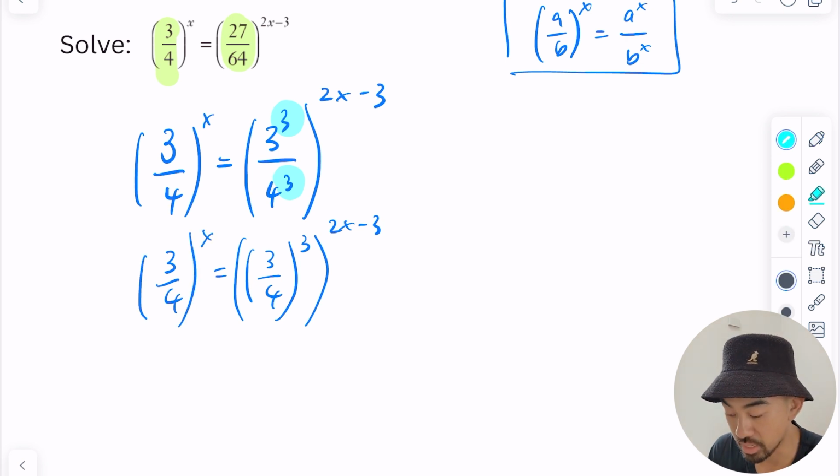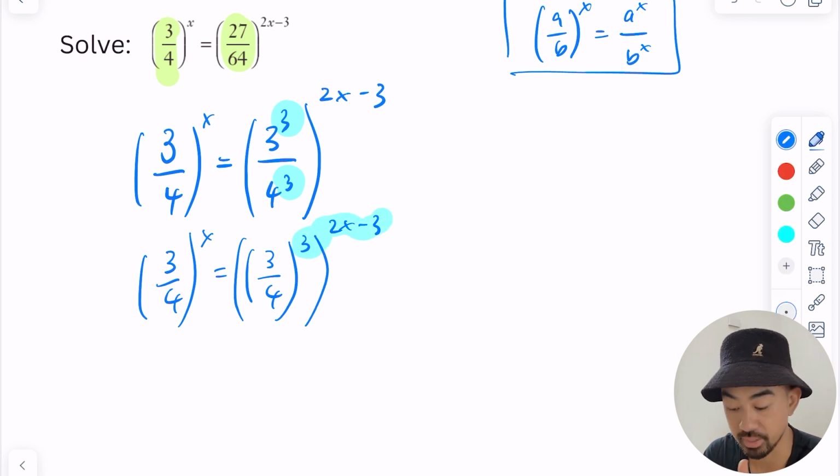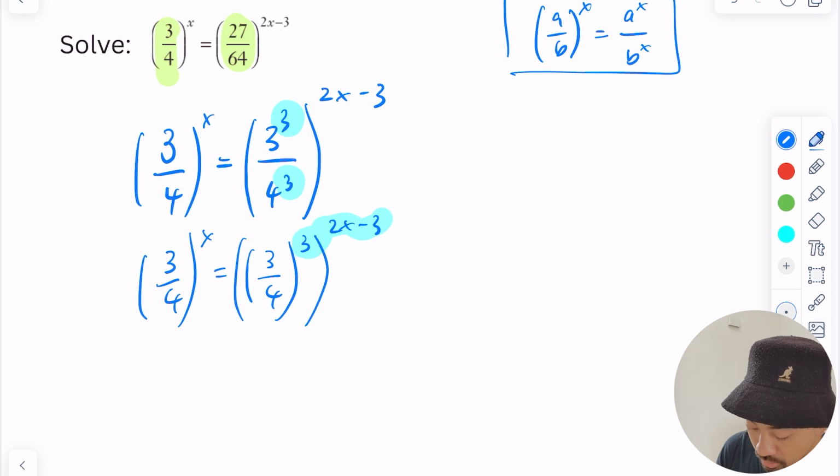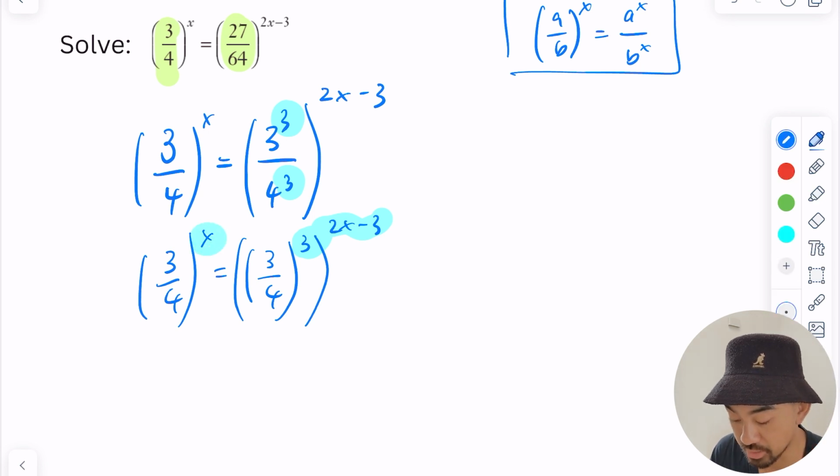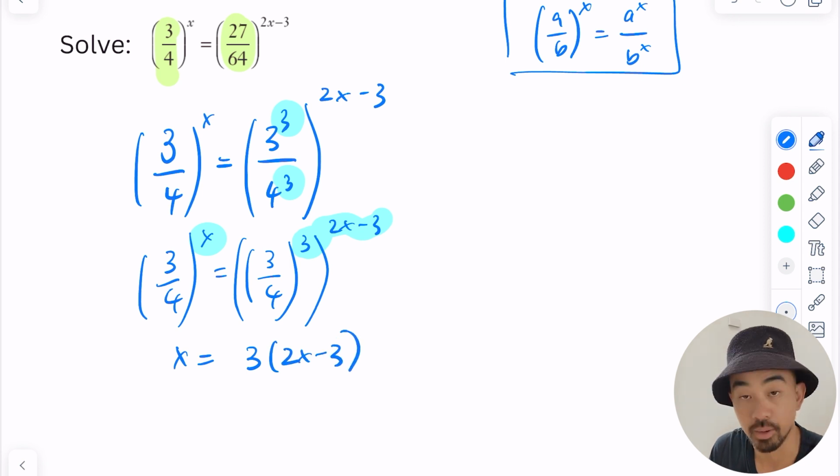Okay, now one more step before we just equate the indices. So you can see here 3 and 2x, when they're in a bracket, that means you can multiply them. Okay, so in other words, that's another index law you need to remember. So now we've got the bases the same. We've got 3/4 on the left hand side and then 3 bracket 2x minus 3 on the right hand side. I can rewrite it like this. x equals 3 bracket 2x minus 3. And I'm just solving an equation now.